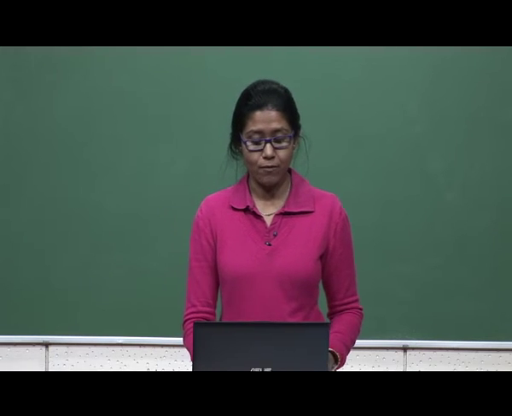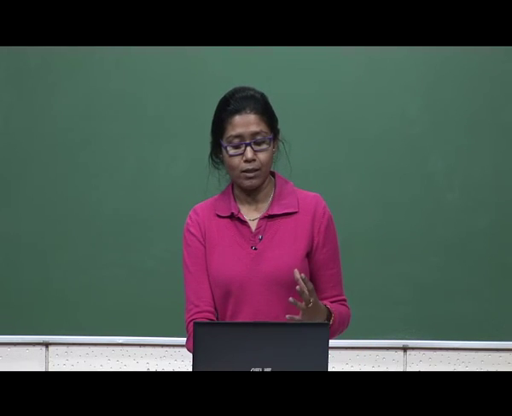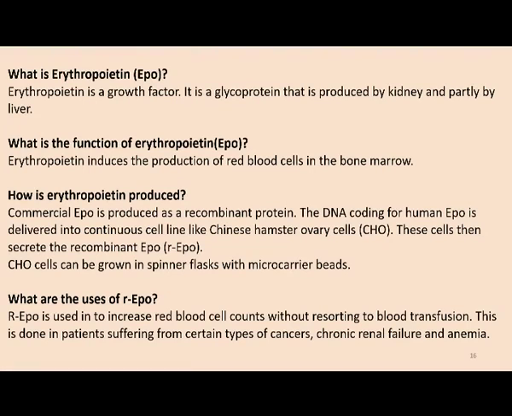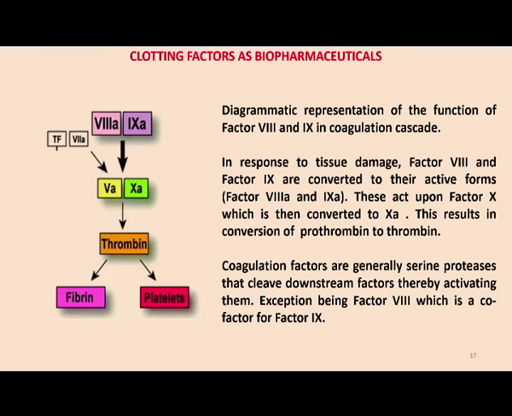So, CHO cells are very well adapted for this combination of microcarrier beads and spinner flasks, and so the CHO cells are grown under these conditions to produce erythropoietin. So, the other prominent biopharmaceutical product that requires animal cell culture is the production of clotting factors.